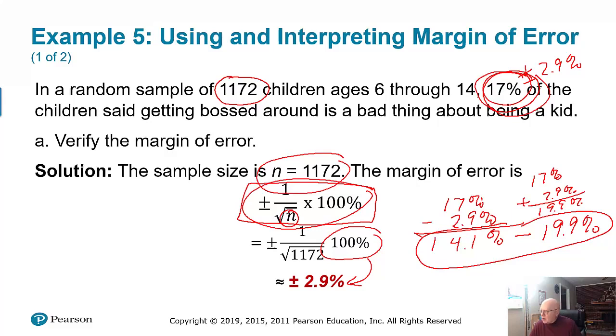95% sure. There's almost no chance that it's exactly 17% because you took a sample. So you don't know that that's the case for the population. But you know that the real value for the population should be between 14.1% and 19.9%. And you're 95% sure of that.